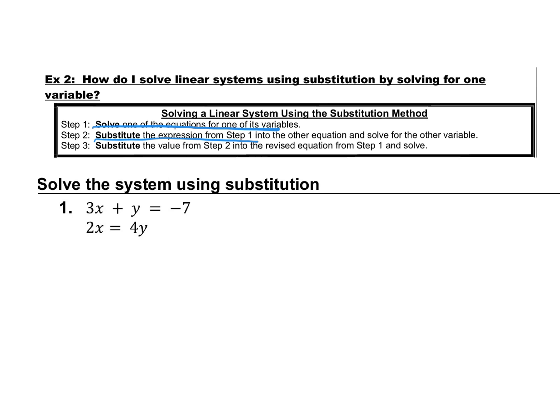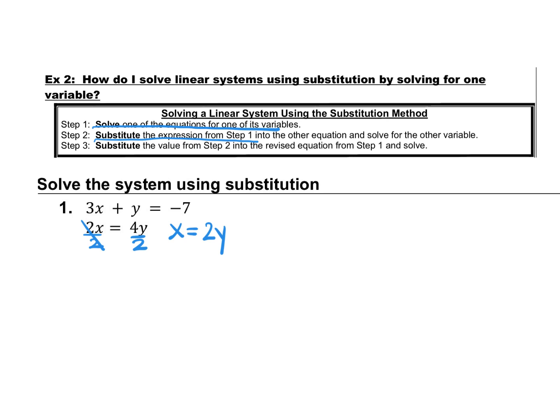So let's take a look here. Now, you could certainly solve the first one for y by subtracting the 3x, but take a look at how easy this one is right here. To solve for the x, all we're going to do is divide by 2. And that cancels out, and we have x is equal to 4y divided by 2, which is 2y. All right, so now we have solved for one of the variables.